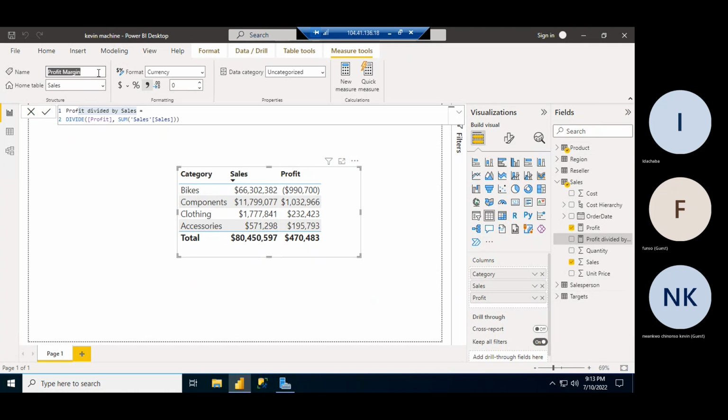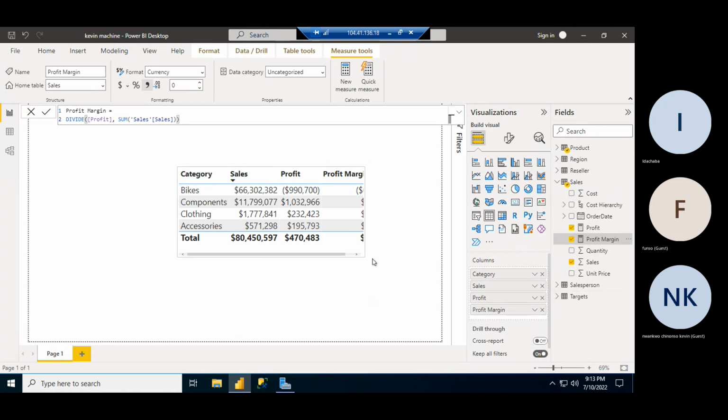I press enter. This area is highlighted, which means I can add it to our dashboard. Automatically we have what we call a profit margin, then I drag it by the side. Lo and behold, we are seeing zeros. I don't know why we are seeing zeros there. Okay, maybe it's not something that.